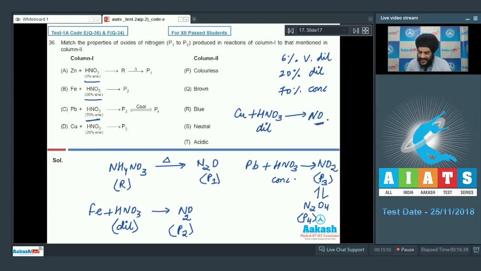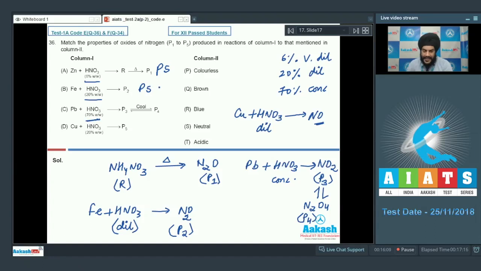Now let's try and match the properties of the gases. If we talk about N2O, students, N2O is a colorless gas. N2O is a neutral oxide as well. So the gas produced in reaction 1 is N2O, so it will be matched with P and S, and the gas produced in reaction B is also N2O. So it is also going to have the same options. So the B option will be matched with P and S again.